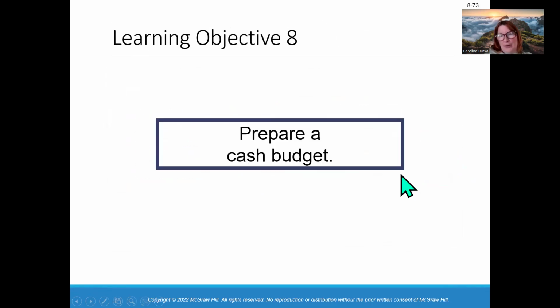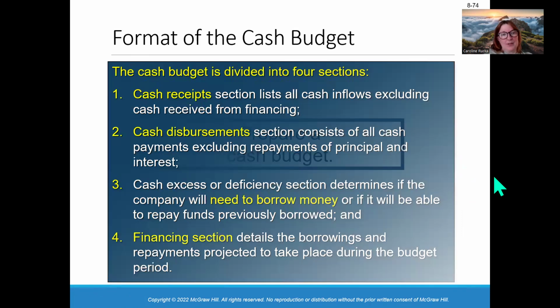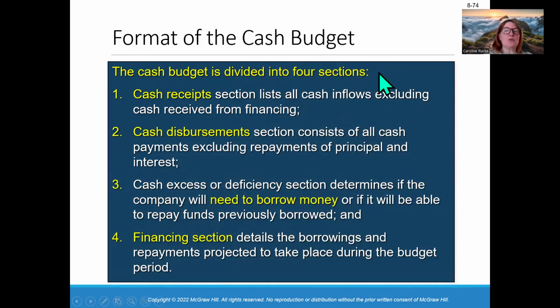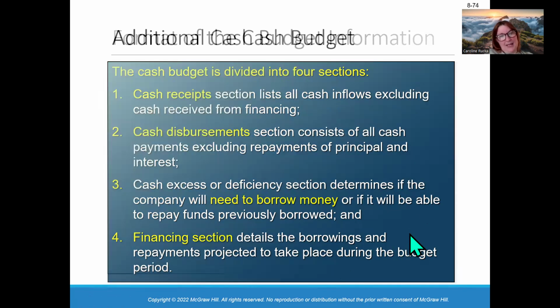So what about cash? The cash budget has 4 sections, kind of like a statement of cash flows. Your cash receipts section, that's all our cash inflows, except cash received from financing. We have cash disbursements, which is our cash payments. And then we have our cash excess or deficiency section, and that'll tell us if we need to borrow money for the month. And then our financing section details what borrowings we've made previously and how we're going to pay them back.